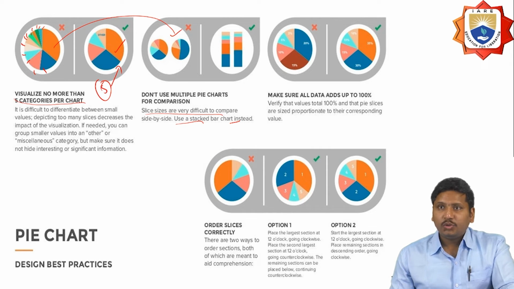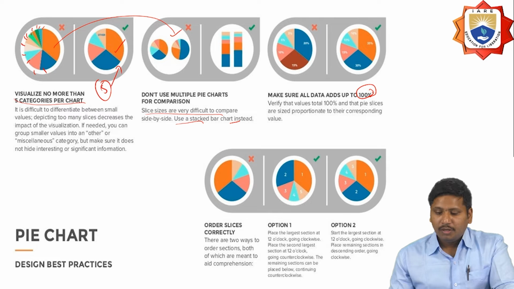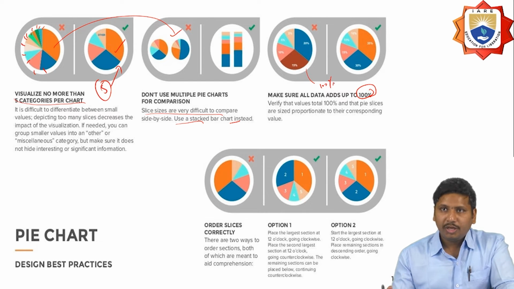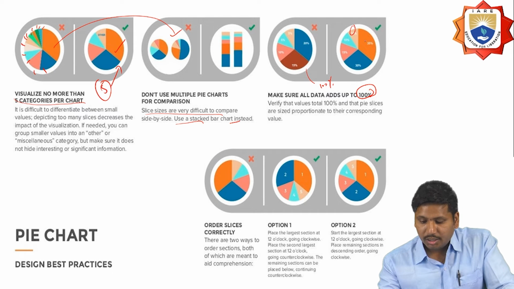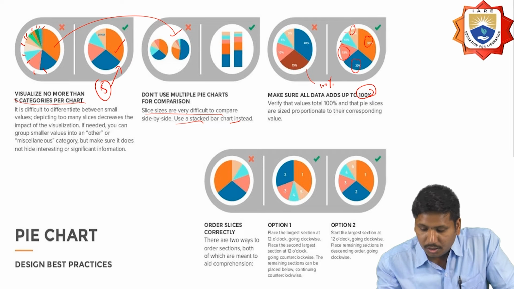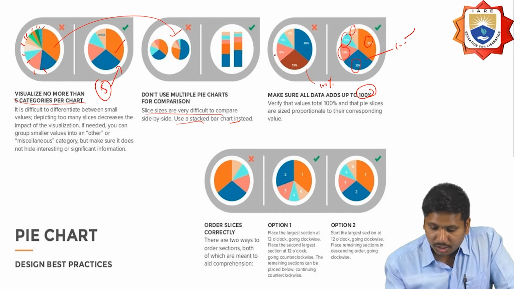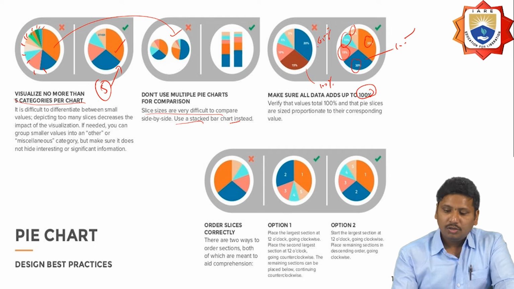Next, make sure that all the data adds up to 100%. The sectors we are dividing should sum to 100%, only then is it acceptable. For example, 10, 35, 45: 45 plus 30 is 75, plus 90 is... 10 plus 90, how much? 100. So it matches. But 35, 45, 50 and then 65 is not acceptable.